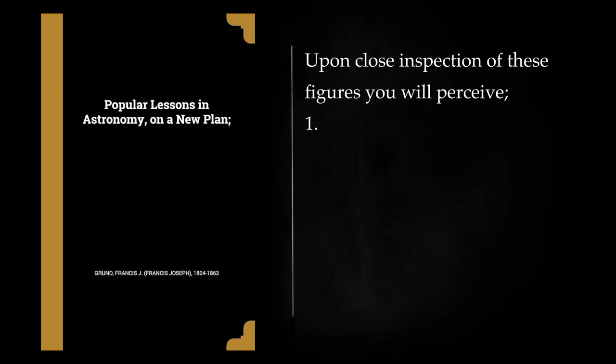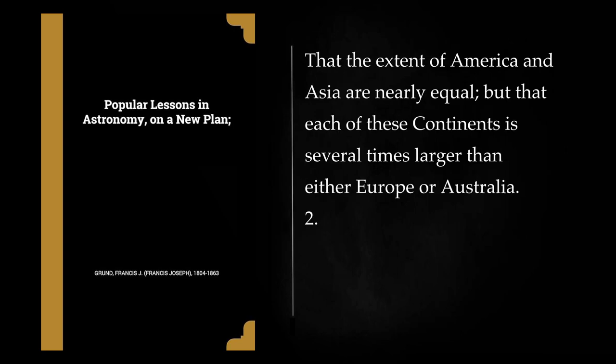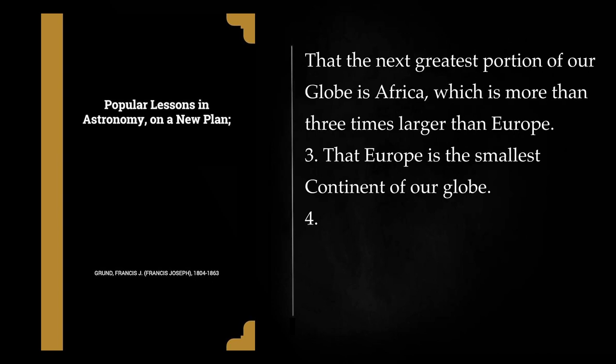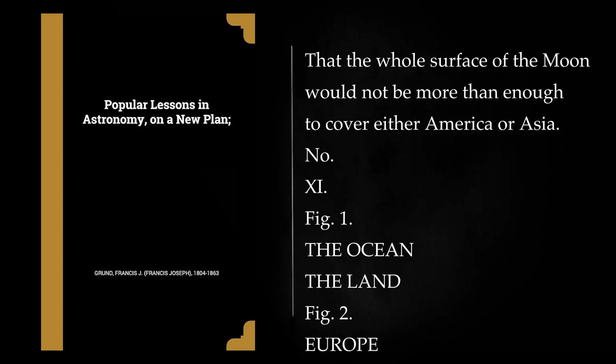Upon close inspection of these figures you will perceive: 1. That the extent of America and Asia are nearly equal, but that each of these continents is several times larger than either Europe or Australia. 2. That the next greatest portion of our globe is Africa, which is more than three times larger than Europe. 3. That Europe is the smallest continent of our globe. 4. That the whole surface of the Moon would not be more than enough to cover either America or Asia.